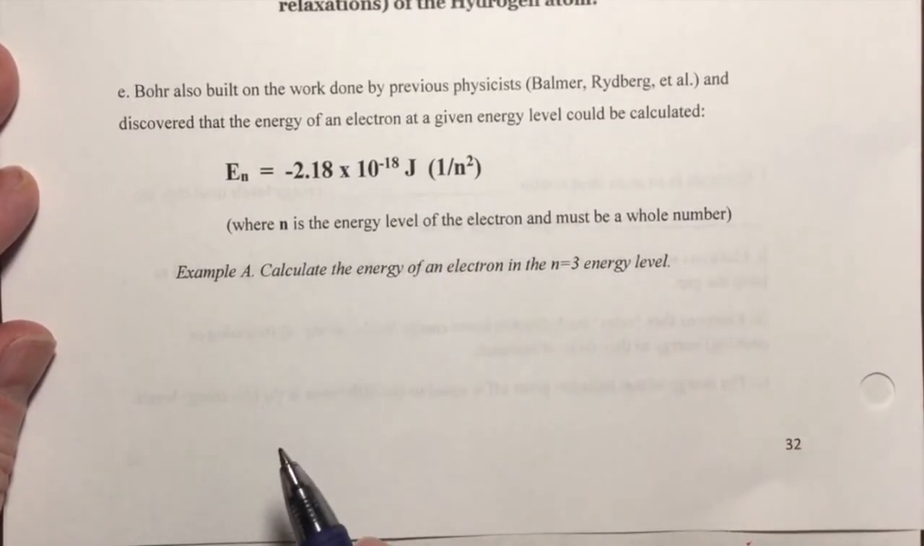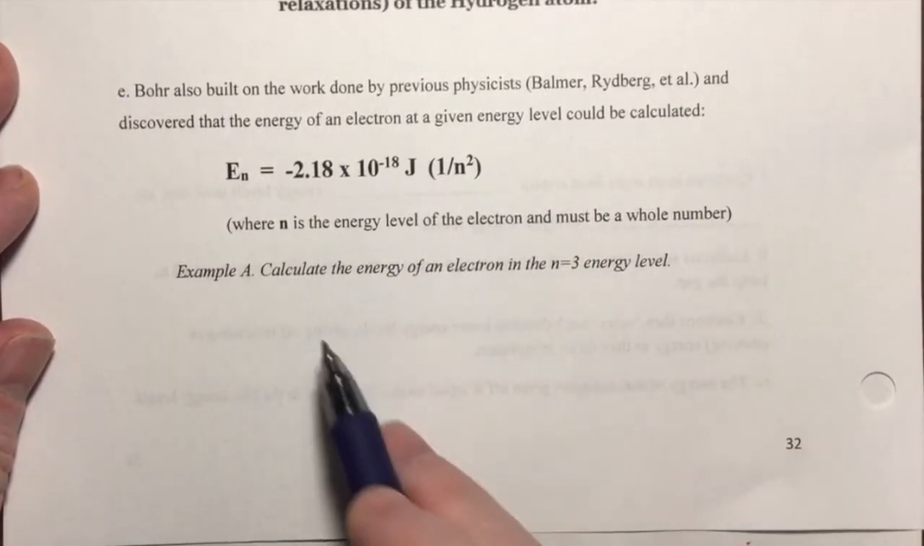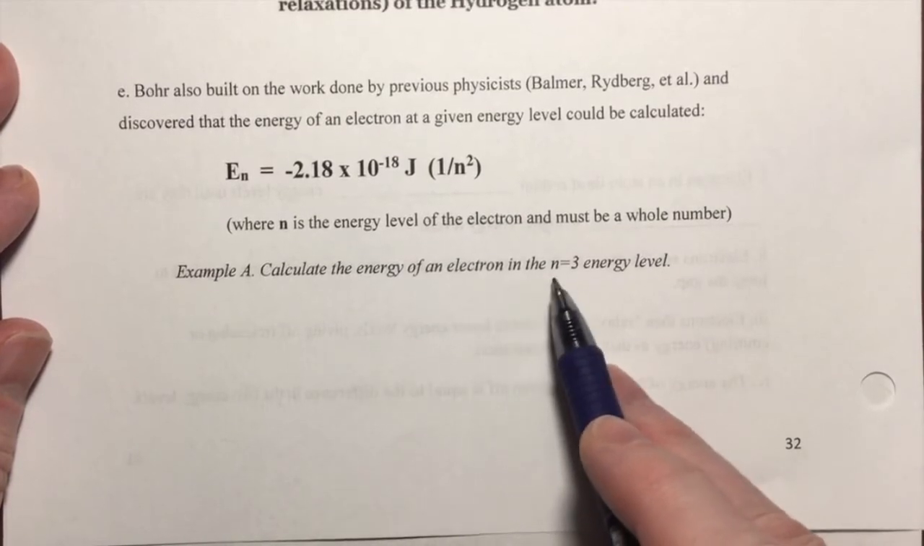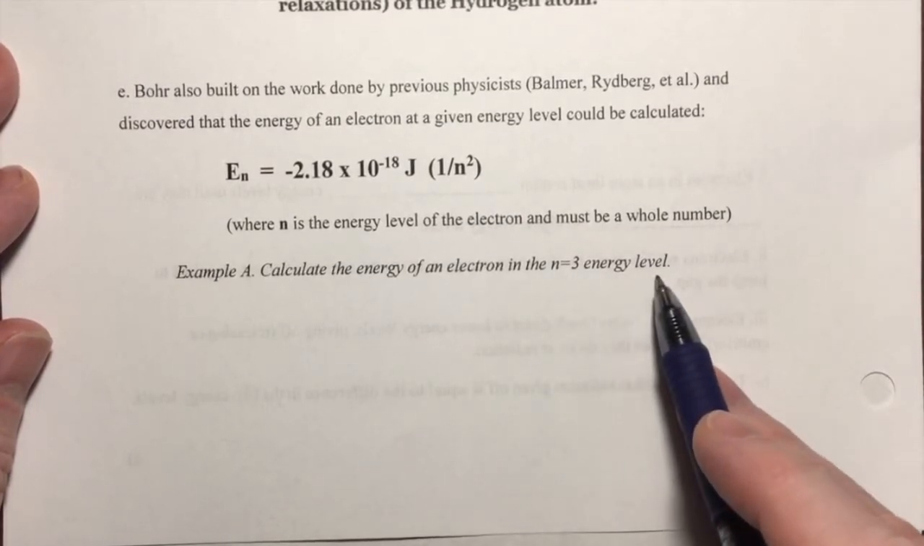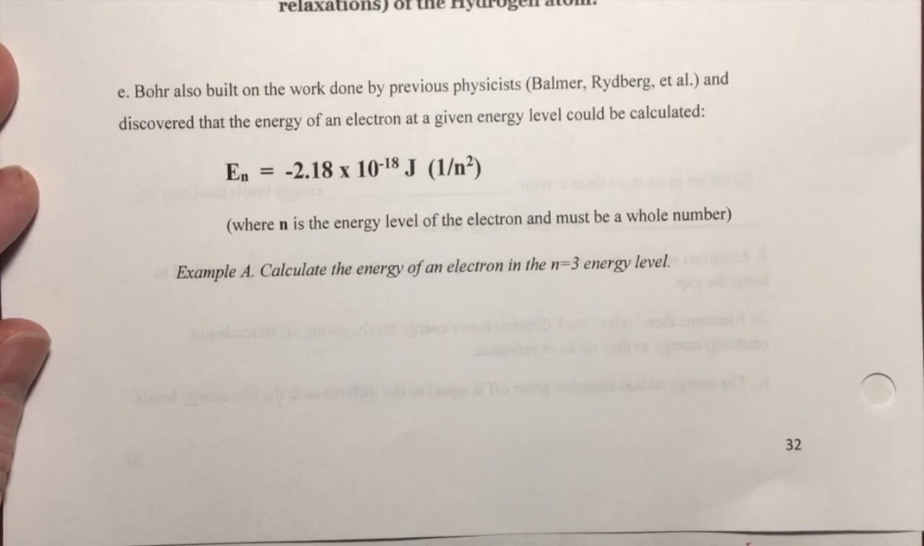Well, there's the equation, and here we have an example problem. Calculate the energy of an electron in the n equals 3 energy level. So go ahead and pause the video and do that math, and when you're done, resume, and I'll work it out for you.